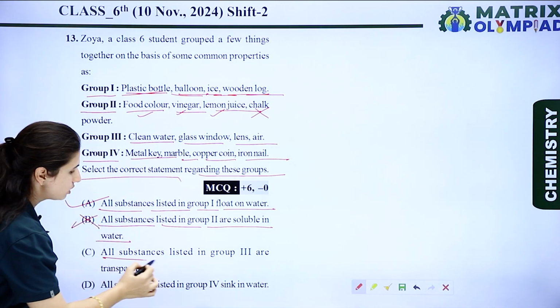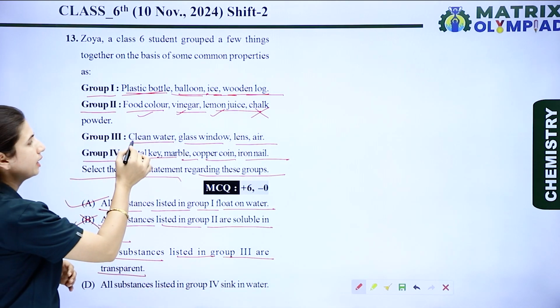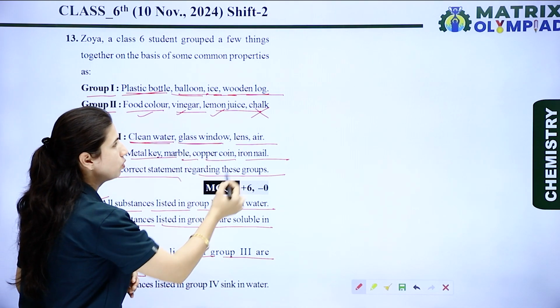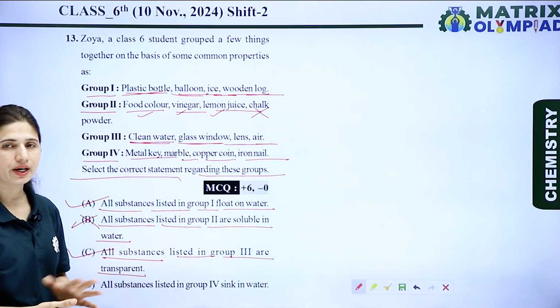Next is all substances listed in group third are transparent. Clean water, glass window, lenses and air. All are transparent. This is also a correct statement.